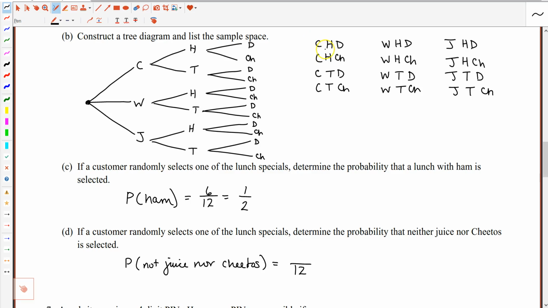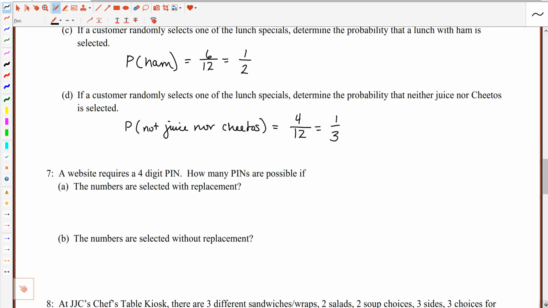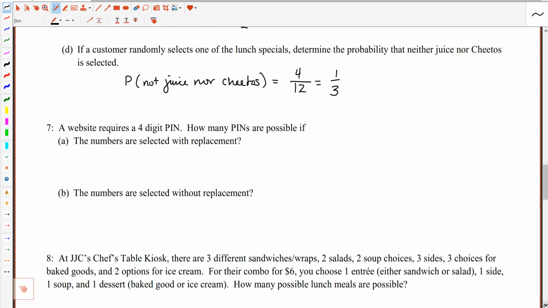Alright, so all of these last ones would be out because they all have juice, right? So these all would be thrown out. And then we're going to throw out any of them that have Cheetos. So that would be this guy, this guy, this guy, and that guy. So how many of them then don't have juice and don't have Cheetos? There'd be 1, 2, 3, 4 out of the 12, or 1/3. So having the tree diagram is really handy to visualize all the different outcomes to help you list them, to be able to answer questions about probability.